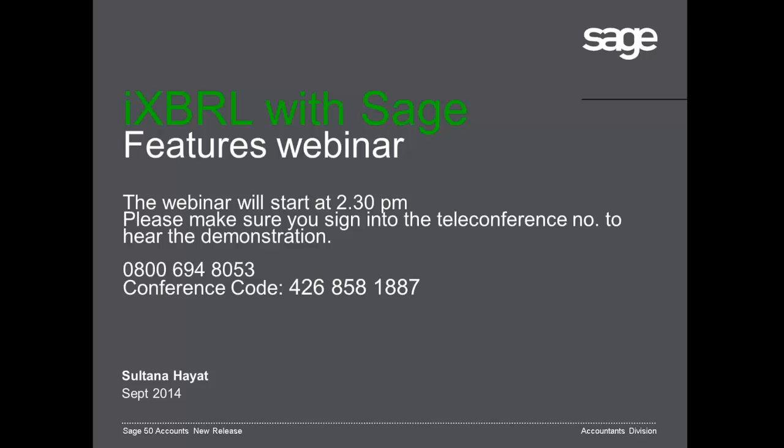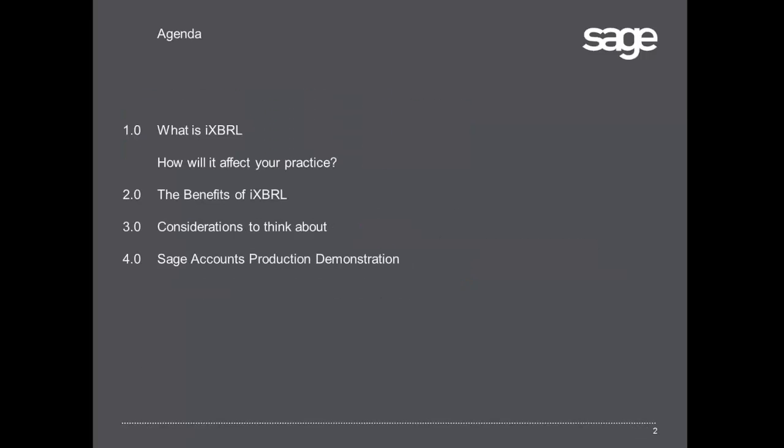So the agenda for today is to go through what is iXBRL and how it will affect your practice. I'll also go through the benefits of iXBRL, and we'll also talk about considerations that you need to think about before producing iXBRL. And then we'll go on to the demonstration of Sage Accounts production, which is Sage's solution for iXBRL accounts. And then I'll take any questions that you may have at the end of the session.